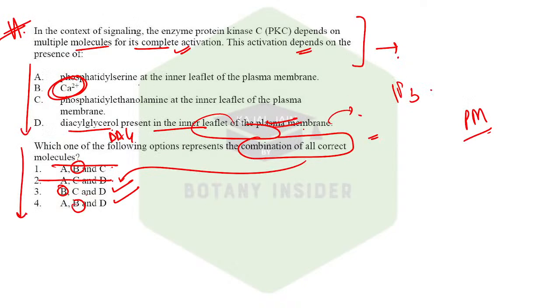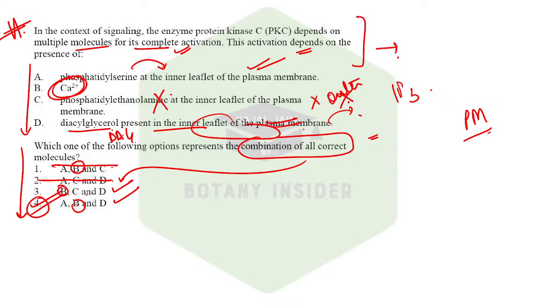And if you look into the answer key, the answer is option number 4. Phosphatidylserine on the inner leaflet is correct. Ethanolamine is not on the inner leaflet. It is on the outer leaflet. So C option is incorrect. A option is correct. You can reach the correct answer with just your basic knowledge.